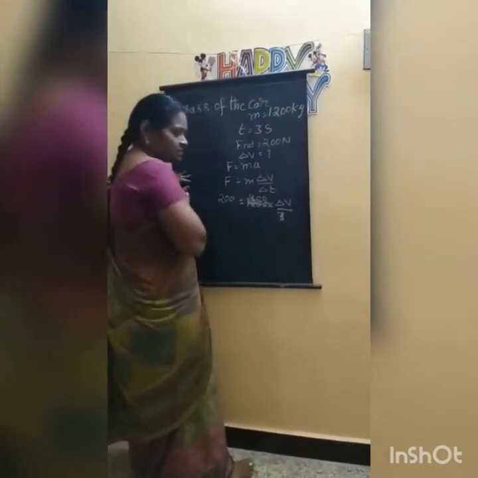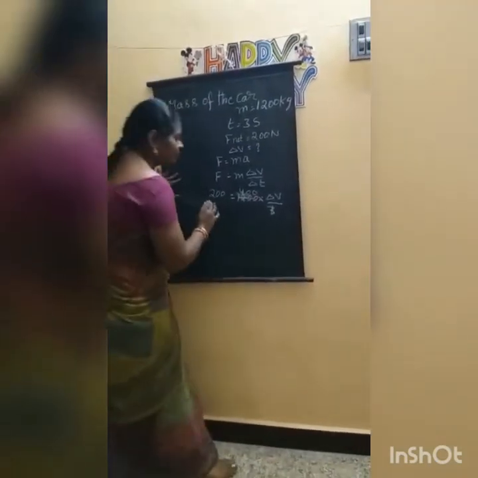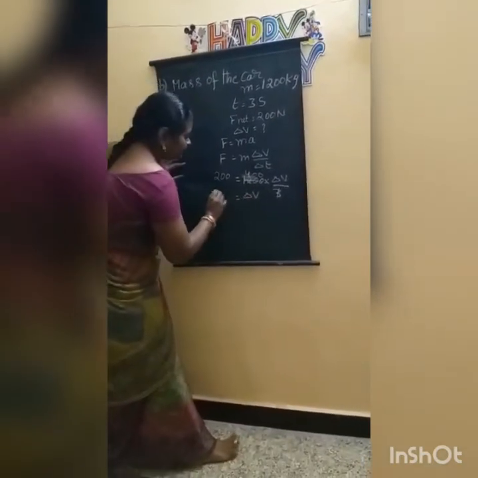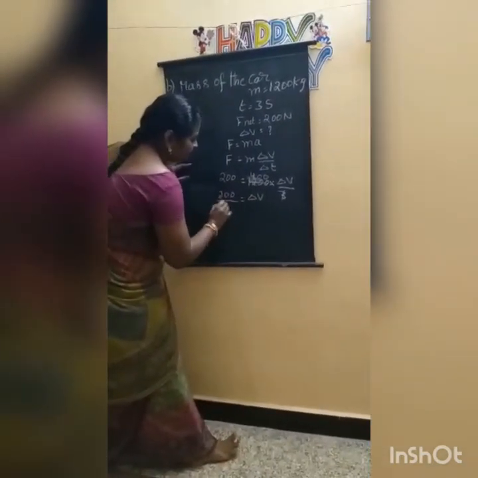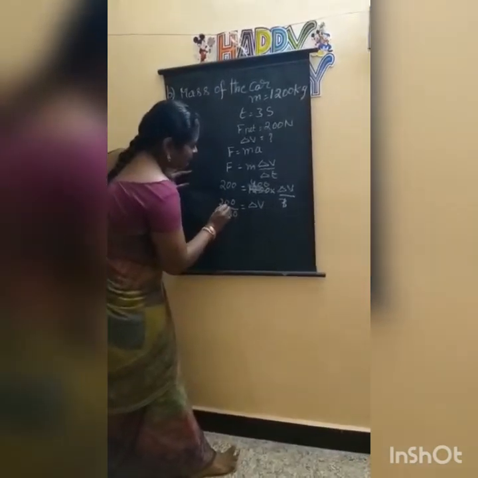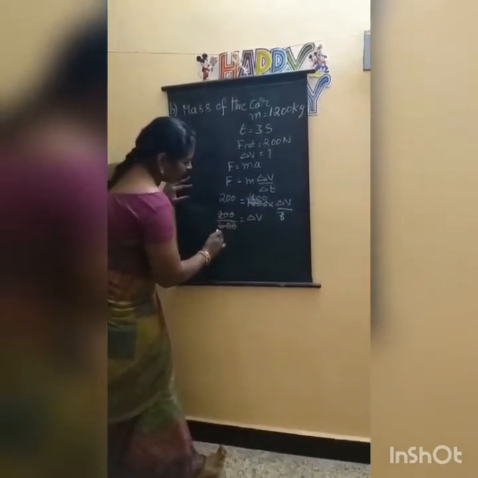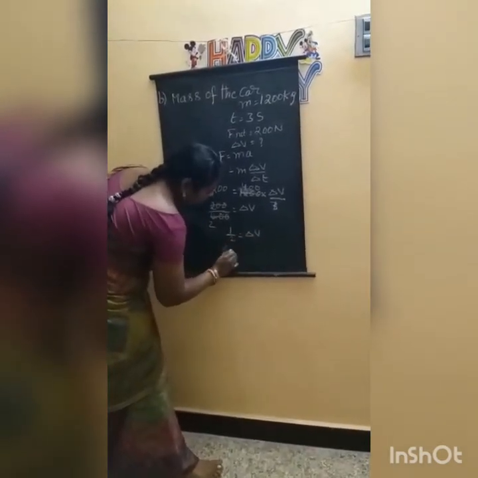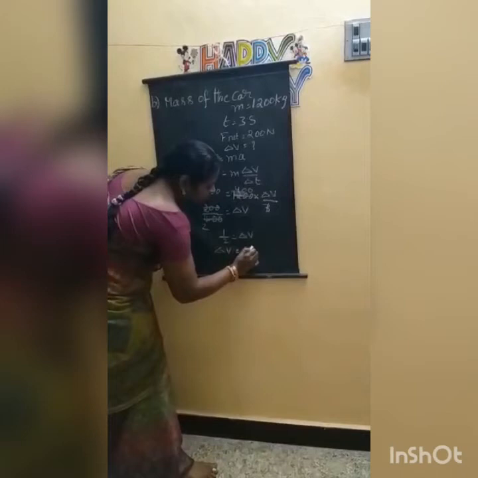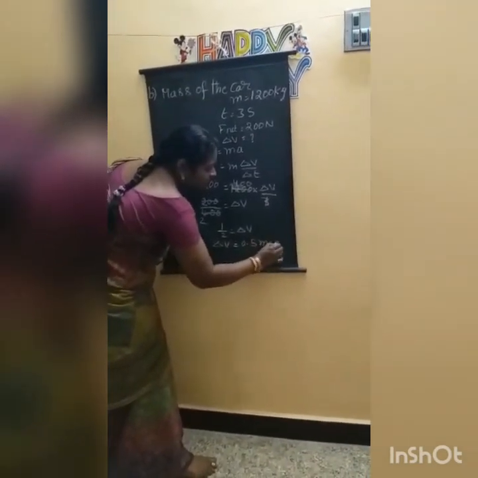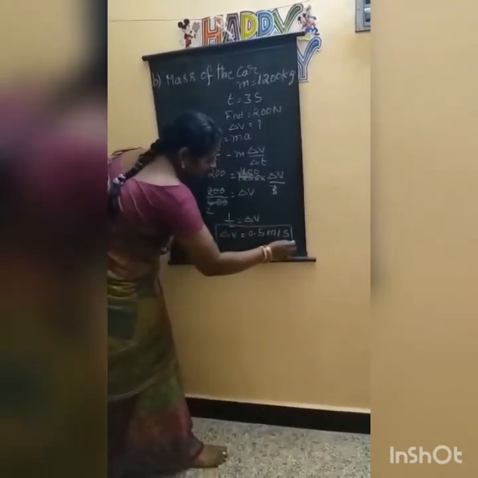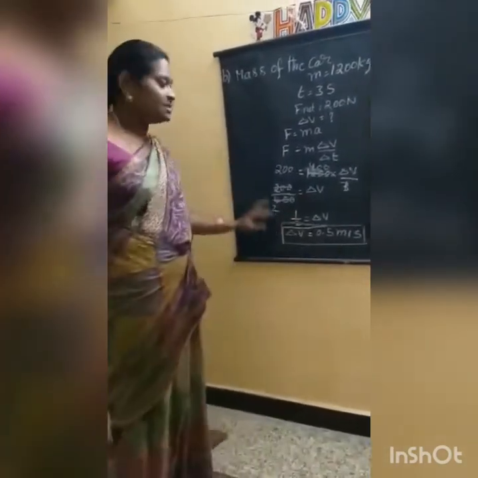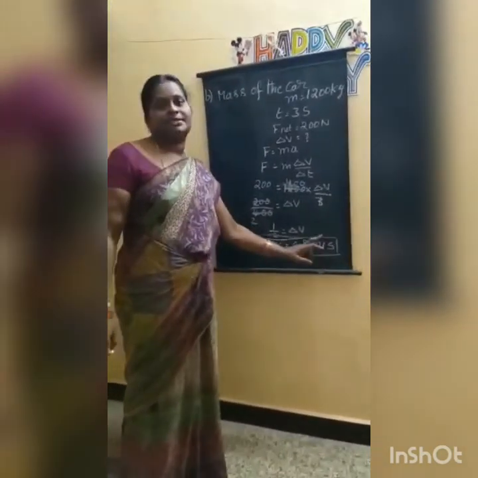With 3, 400 times, cancelling 1200. Now we find out the value of delta v. That is 200 by 400, that is 1 by 2 equal to delta v. That is, delta v, change in velocity, is equal to 0.5 meter per second.